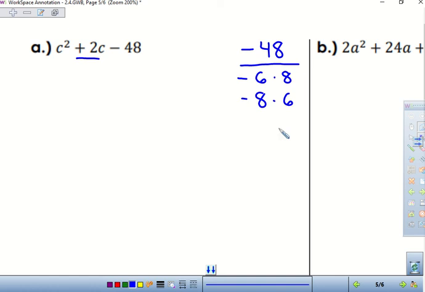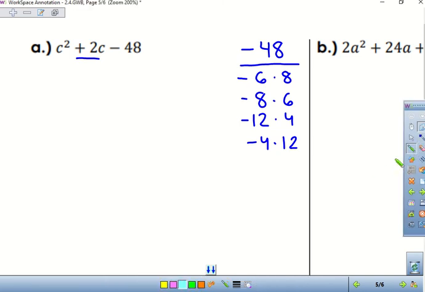There's a bunch more factors you could list. You could say negative 12 and positive 4, negative 4 and positive 12. I mean, you could keep going. But your goal is to get one that adds up to 2. So do we have one yet? We do. Which one is going to work? The top one. Why would the second one not work?